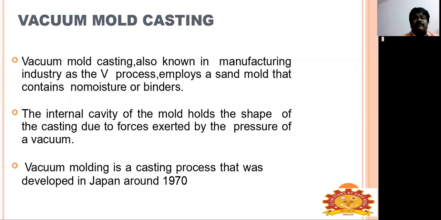Then comes our vacuum mold casting. If you take the vacuum mold casting, it is known in the manufacturing industry as the V process. So our vacuum mold casting, we also term that as the V process. That will employ the sand mold.